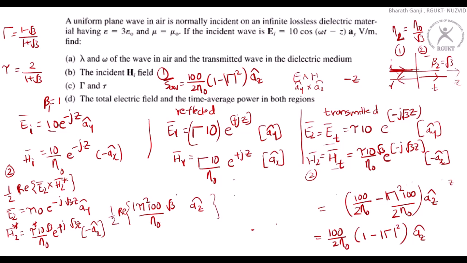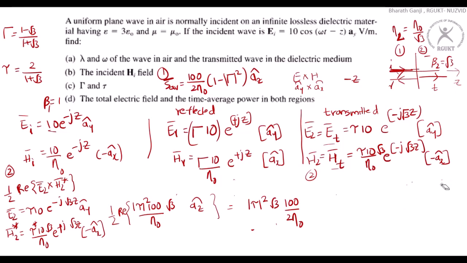This whole thing is a real number, so I can say this is nothing but modulus of tau square into 100 times of root 3 by 2 eta naught. Or if I rearrange it a bit, interestingly, I can say this is root 3 times of 100 divided by 2 eta naught. So this is your time average power in the second region.